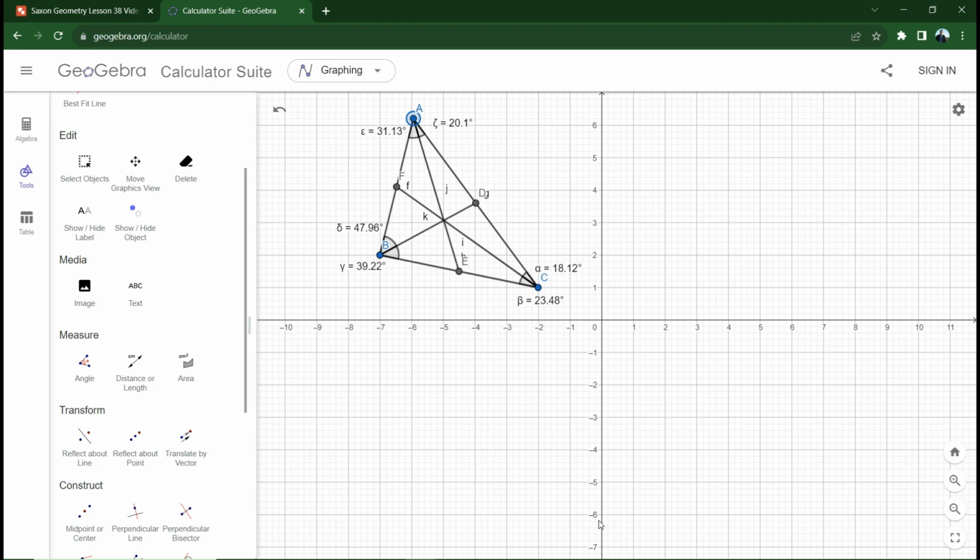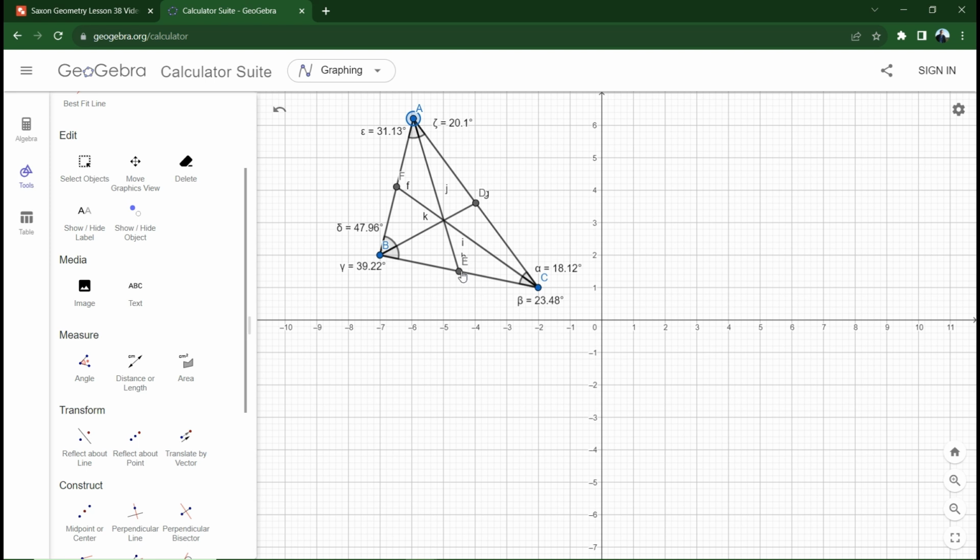Welcome back, geometry students. Here I am in GeoGebra, and what I've created here is the type of triangle we looked at in a previous lesson, where I have 3 points, and then the midpoints between those points. That's what F, D, and E are on the sides here. And then I've connected each vertex to the opposite midpoint.